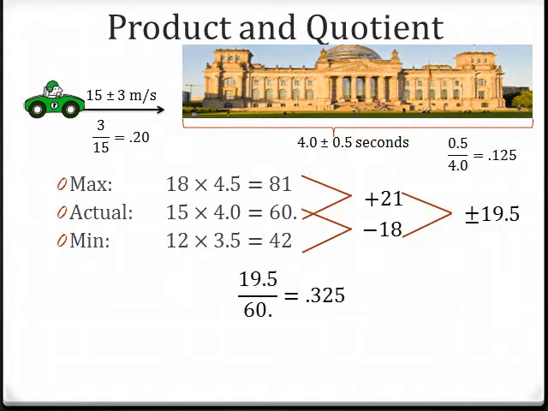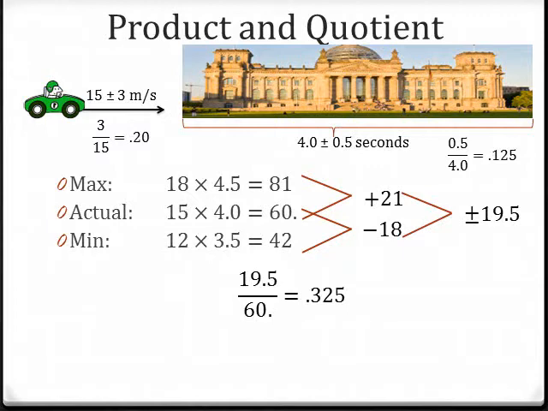Let's find out its percent uncertainty. So 19.5 over 60 is 0.325 or 32.5%. With the percent uncertainties, notice 20%, 12.5%. If you add the percent uncertainties together, you will get the percent uncertainty of the final value. This is useful. We can make a rule from this.